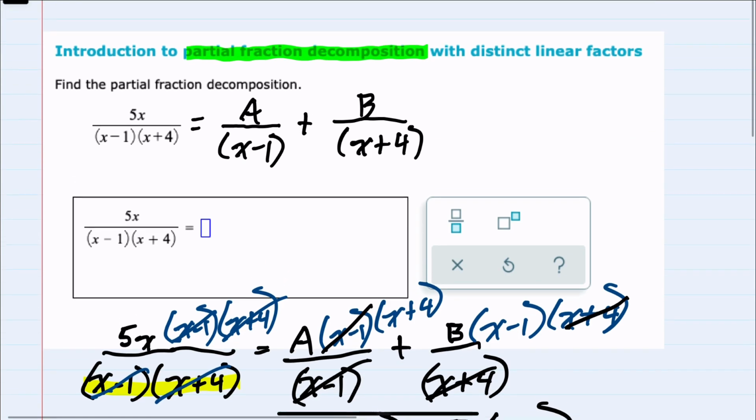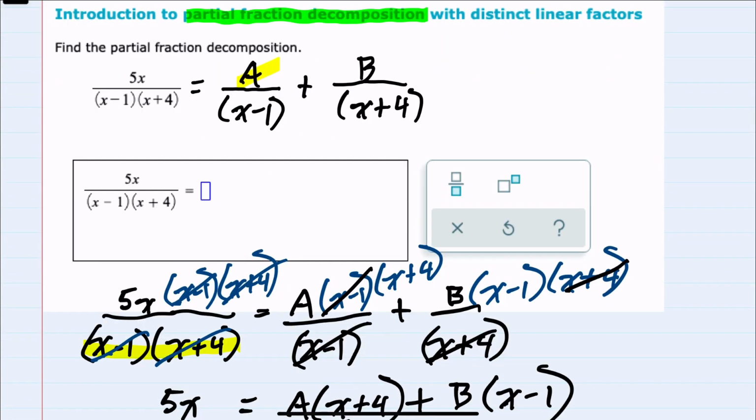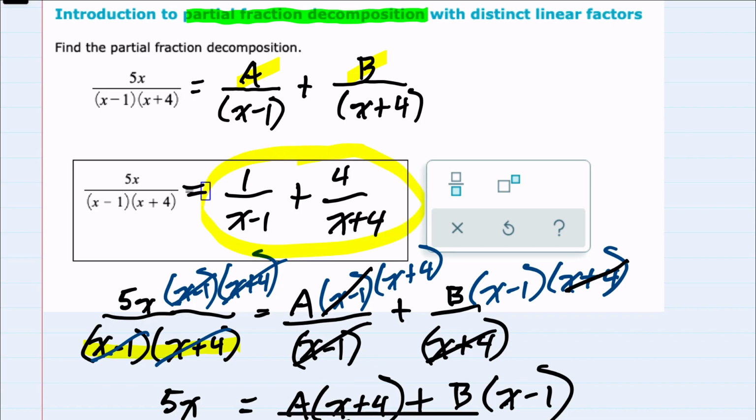Looking back at where we started, we've identified a and b as 1 and 4. So our partial fraction decomposition has a as 1 over x minus 1, plus b, which is 4, over x plus 4. We've completed the partial fraction decomposition. And again, if we were to get a common denominator here and combine these two fractions with addition, that would get us back to where we started prior to the partial fraction decomposition.